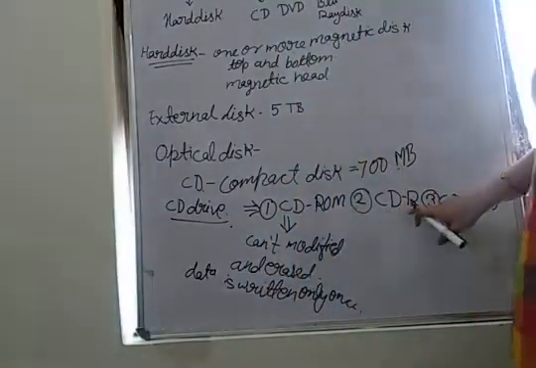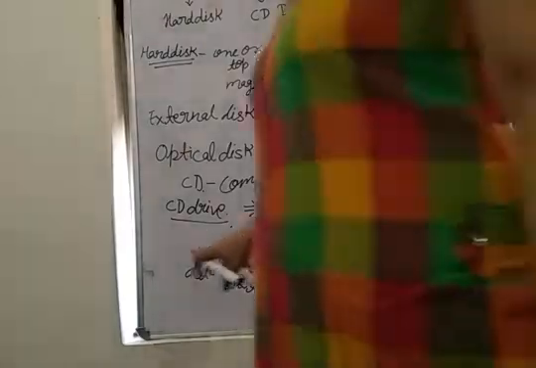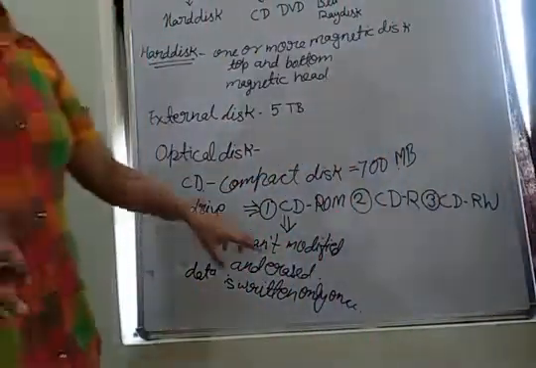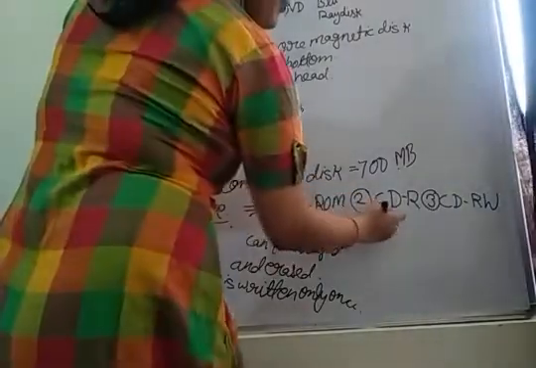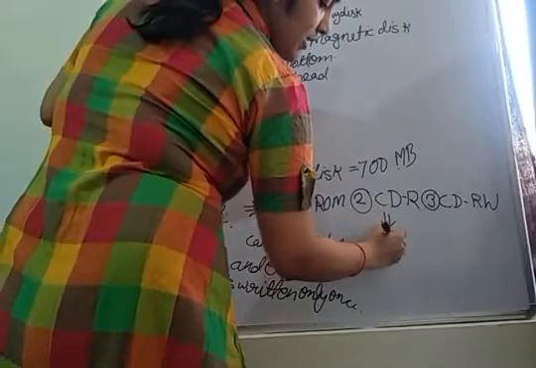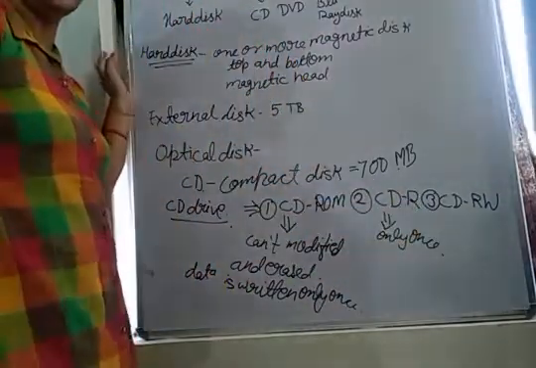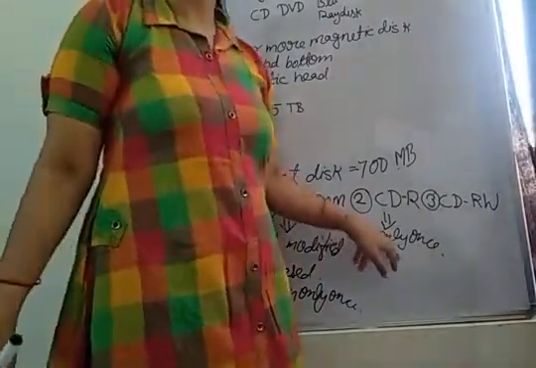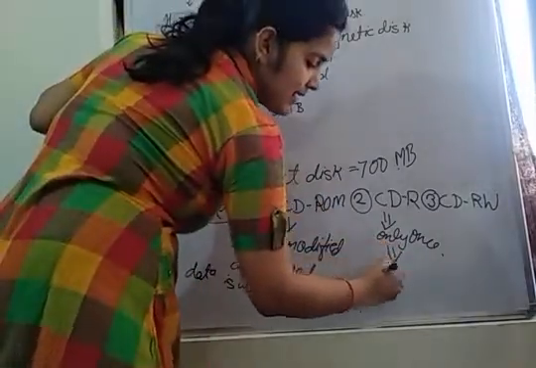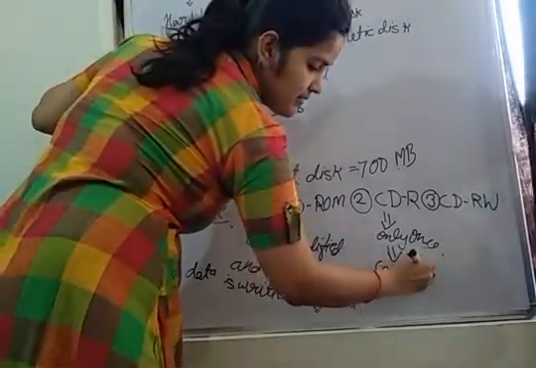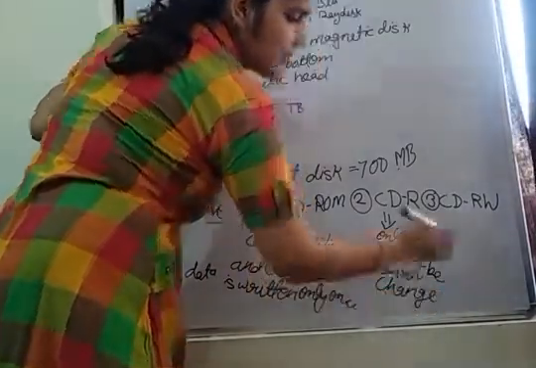CD recordable. This R stands for recordable. Means on this CD you can write the data only once. Here you can write the data only once. Means one time you can use it to write the data. But the data written by you on the CD cannot be changed. Means data cannot be changed on the CD recordable disk.